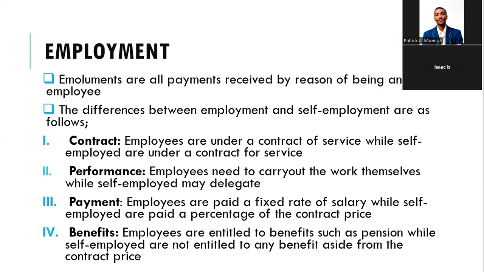Okay. So we're going to start with employment income, right? I'm going to begin with defining what emoluments are. Emoluments are all payments received by reason of being an employee. So when you are an employee, all the payments that you receive, the wages, the allowances, and all the benefits which relate to that particular service that you offer to the company, those are what we call emoluments.